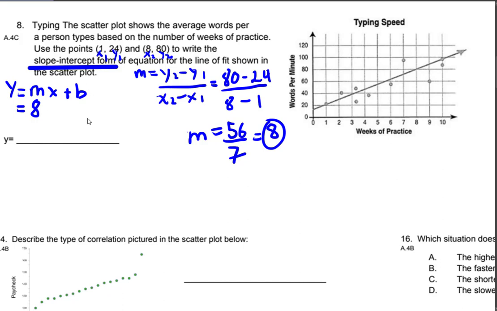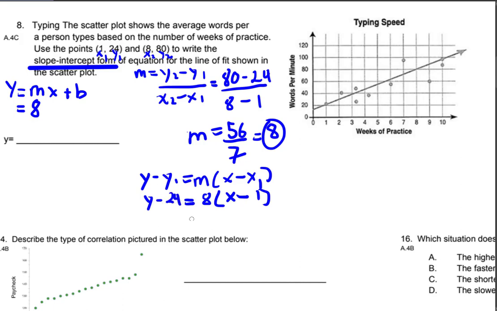So I want to get it to y is equal to mx plus b, but I have a slope and I have a point, so I can use point slope form. Point slope form, remember, is y minus y1 is equal to m times x minus x1. That's y minus my y1, which is 24, equal to 8 times x minus my x1, which is 1. Now I have an equation of a line, but it's not in slope-intercept form. This form is called point slope form.